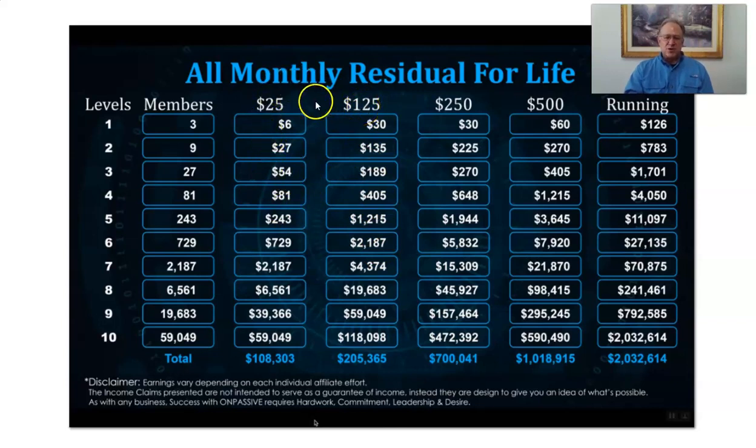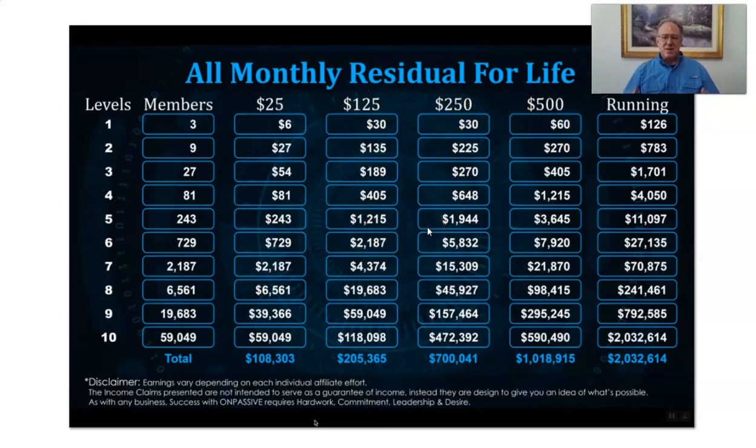And the way it works is there are no qualifiers with OnPassive. As people come into your team, regardless of how they get there, you will make money on everybody that's on your team. Some of those individuals will come in at the 125, the 250, or the 500. That money that would have gone to you if you were in that level will stay there until you get there.